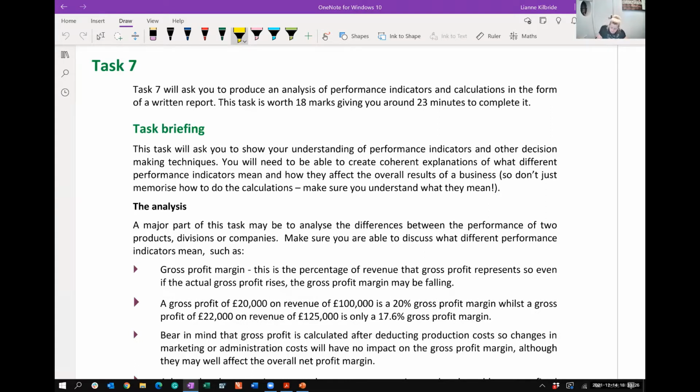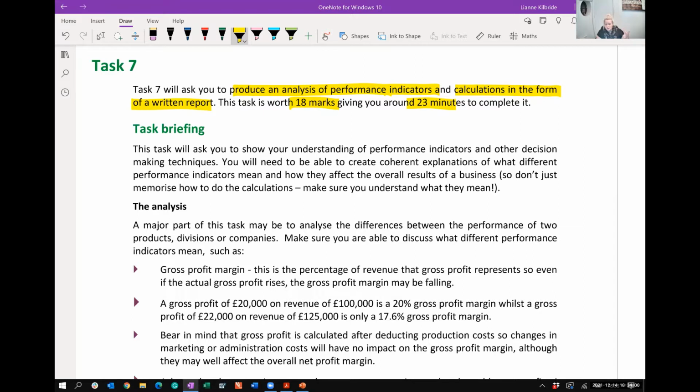As it says at the top there, in this task you will be asked to produce an analysis of the performance indicators. You're going to have to do calculations, and then some explanations in a written report. So there's more writing in this one. We've seen a writing task already in task 5, so there's further writing to do in task 7 of the exam. It's worth around 18 marks, so you should give yourselves around 25 minutes to complete this question.